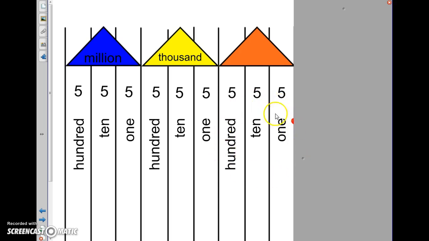So every house has these same components, and that's not, of course, true in life. There's houses without any kids. There's houses with many kids. You name it. But for the sake of this analogy, it's always ones, tens, hundreds in every house. But every house has a different last name.